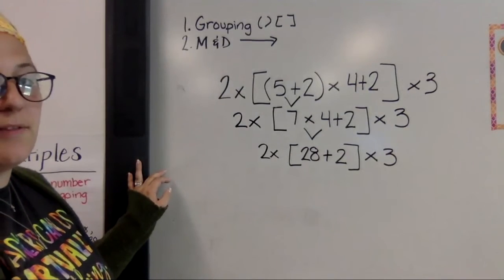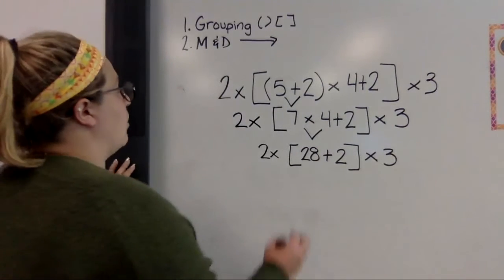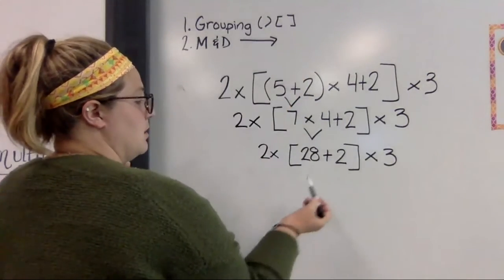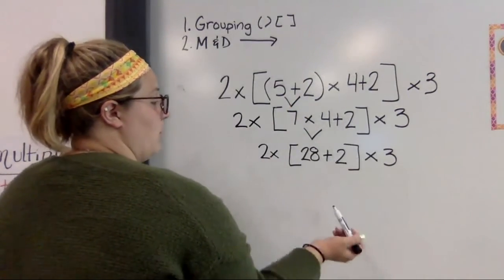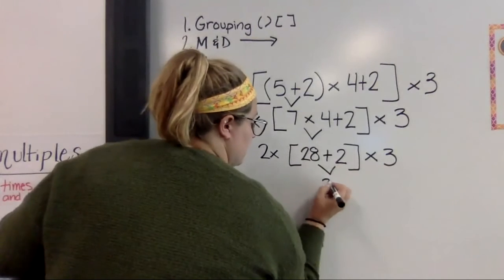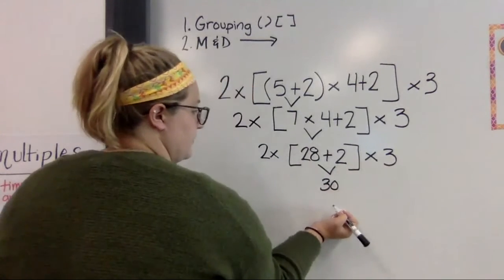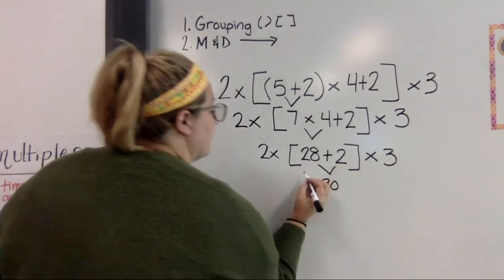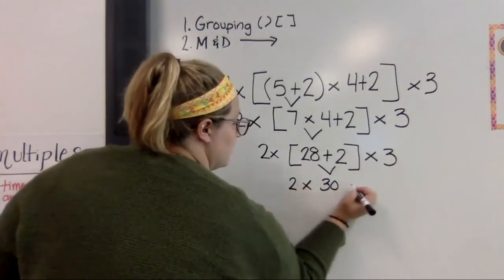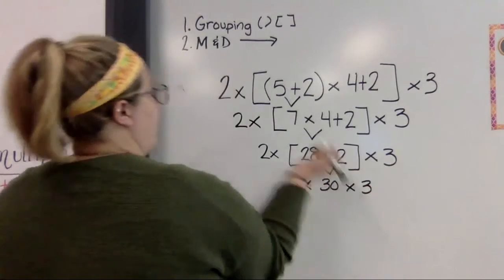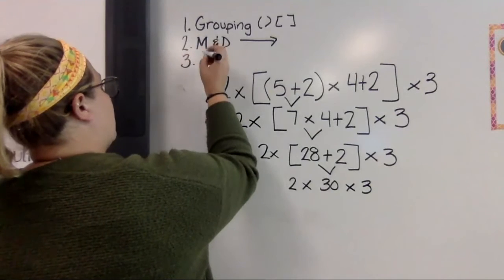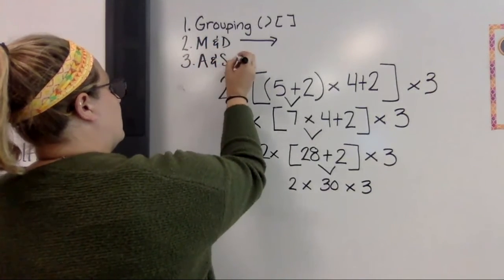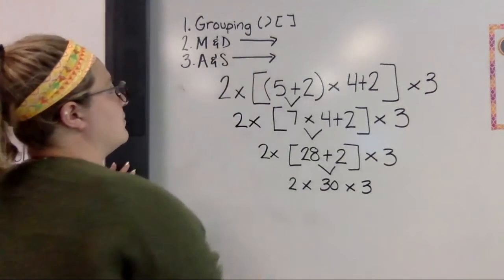You want to make sure you keep everything organized. So still within the bracket because there's still grouping symbols. So within that bracket, there's only one problem left. So there's 30. Now everything in the bracket has been solved, so I do not bring the bracket down anymore. And I just followed step 3, which was add and subtract from left to right.